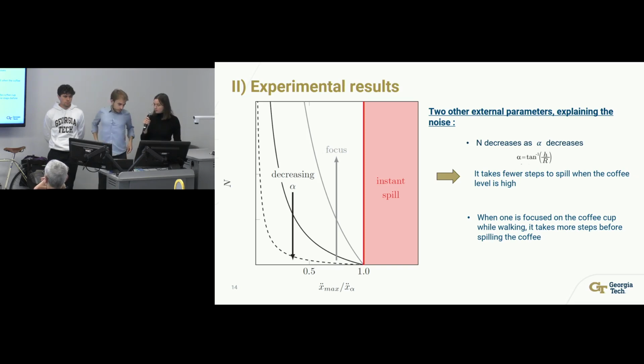And the other parameter is to what extent the person is focused on not spilling the coffee. And we can see that when someone is focused on the coffee cup while walking, it takes more steps before spilling the coffee.